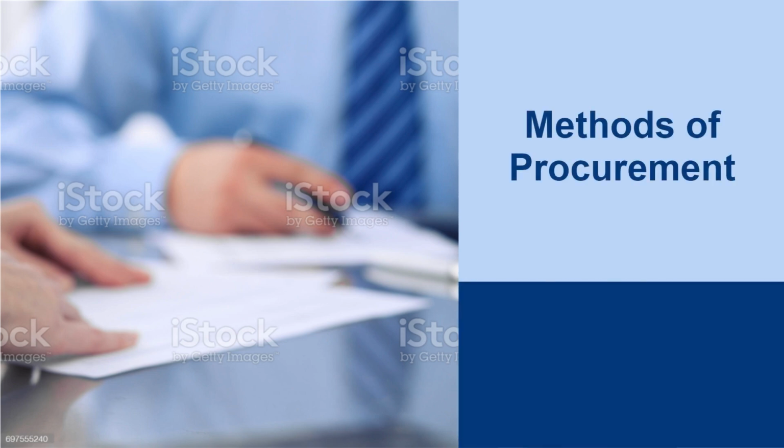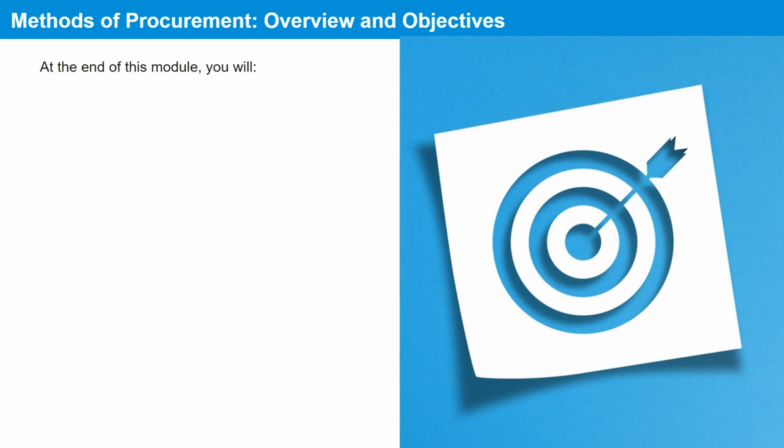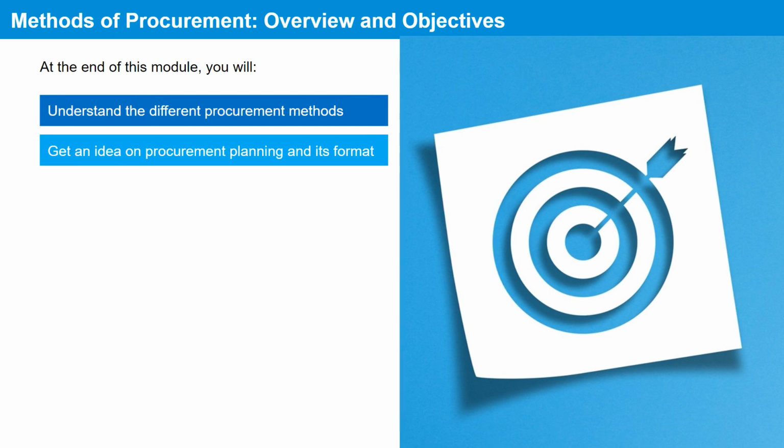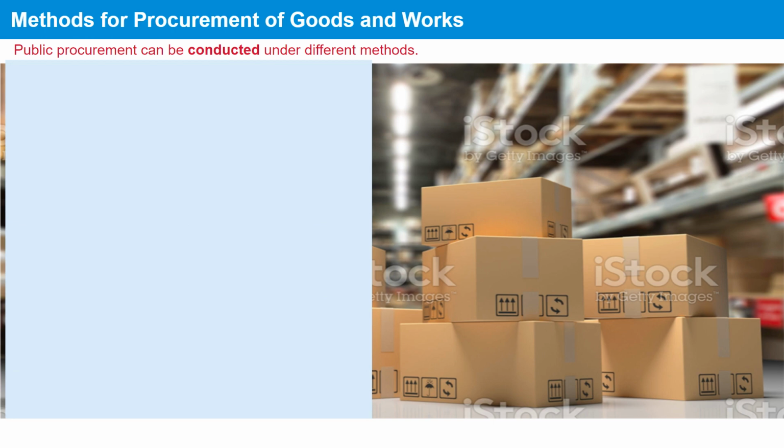Let's now begin with the second module, Methods of Procurement. At the end of this module, you will understand the different procurement methods and get an idea on procurement planning and its format. Public procurement can be conducted under different methods. Let's first have a look at different procurement methods.